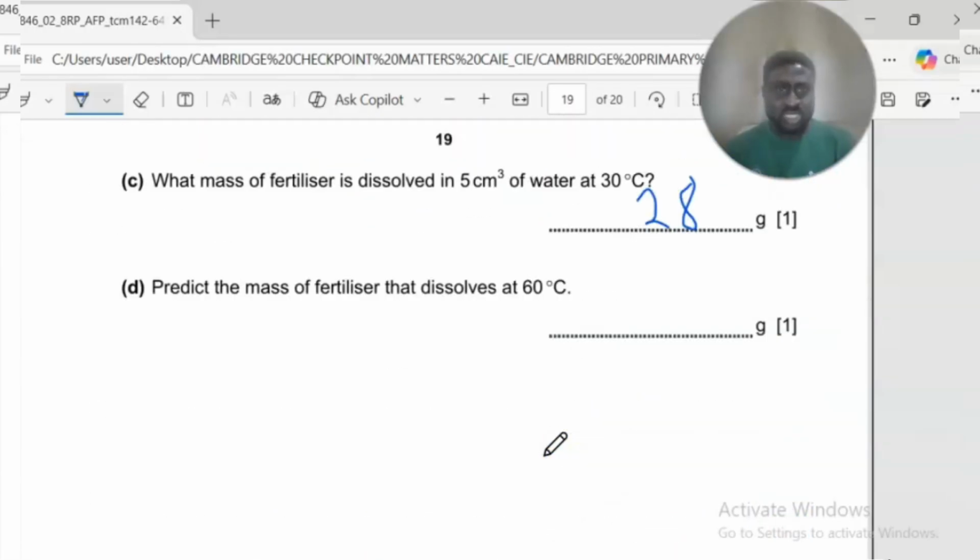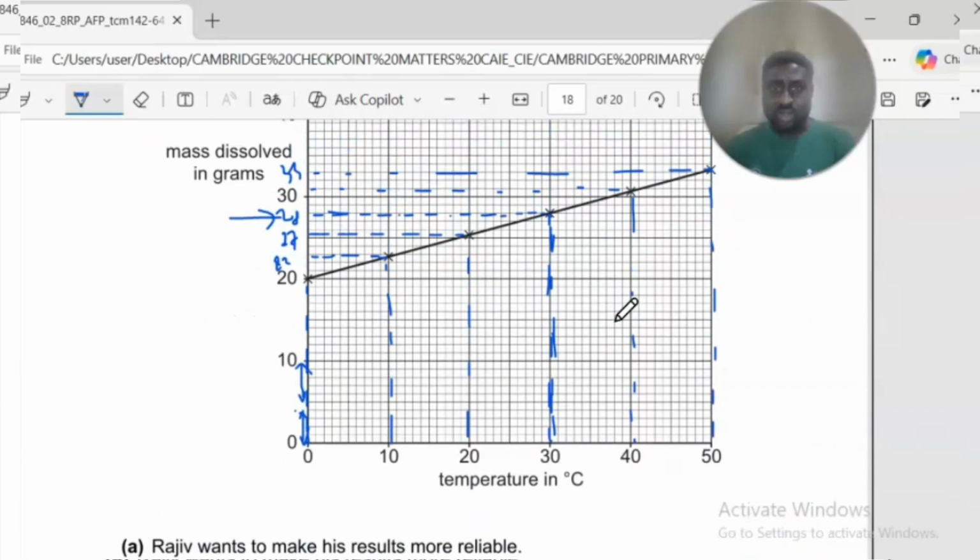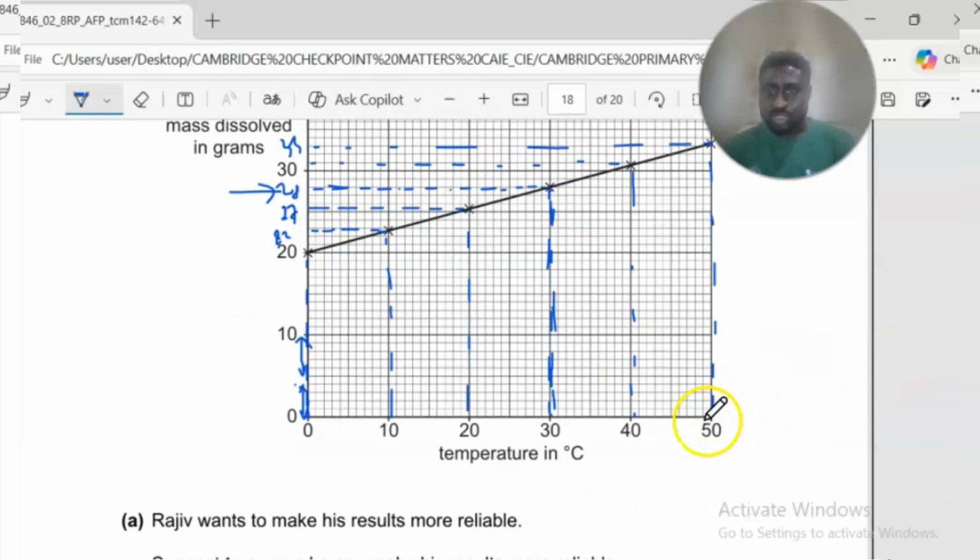The D part says predict the mass of fertilizer that dissolves at 60 degrees centigrade. So we want to determine the mass of fertilizer that dissolves in water at temperature 60 degrees centigrade when increased by additional 10 degrees centigrade. So if you look at this graph, on the temperature axis, we don't have up to 60. So you can extend this graph just a bit and indicate 60 here. So this is my 60 degrees centigrade.